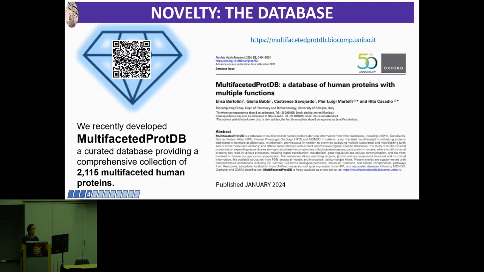So at the end, we release our resource that we call MultiFacetedProtDB, a database of human proteins with multiple functions. It has been published in the last NAR database issue. This is the link that takes you directly to the web server, or the QR code for the publication.